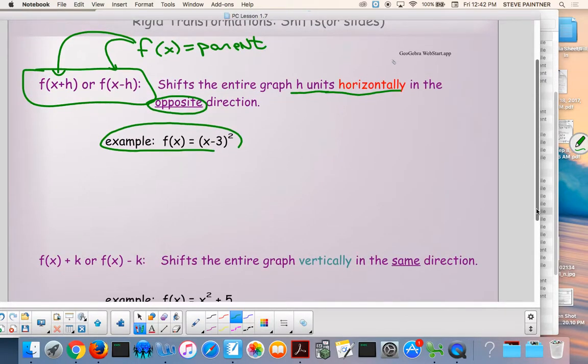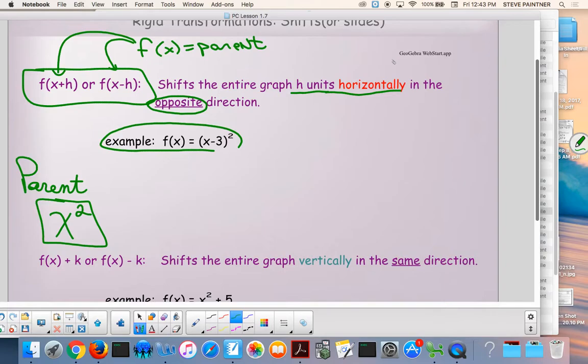When you started this problem, did you know what you were looking at? What's the parent? Yeah, if you thought I was talking absolute value, you did it wrong. It says x minus 3 squared. It's a squaring function. You should be thinking this is the parent graph.